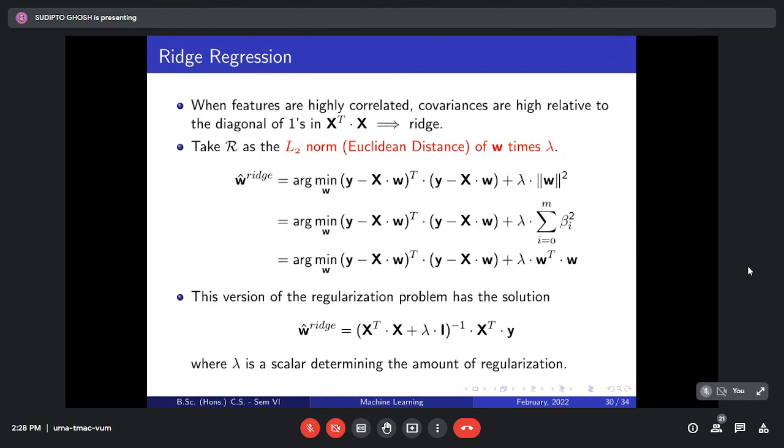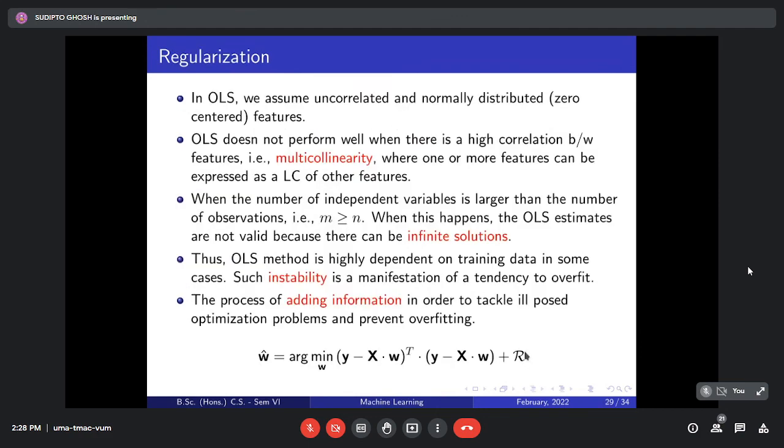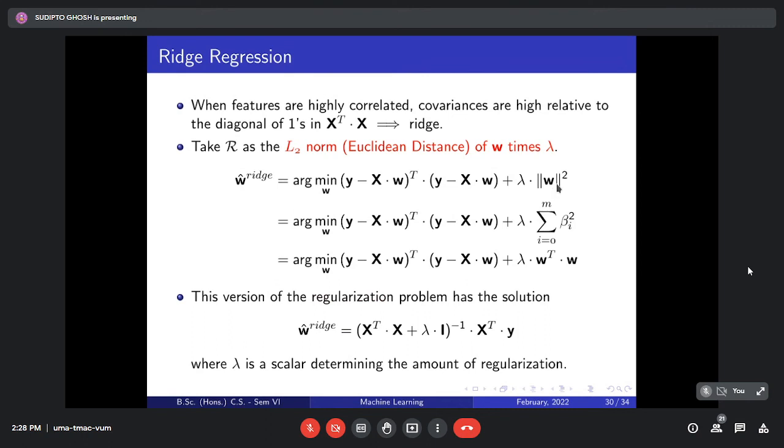In ridge regression, we take the regularization term to be the L2 norm, also known as the Euclidean distance of the parameter vector, times some scalar lambda. So this R term, this regularization term, we can replace with lambda times the L2 norm of W. The L2 norm of W just means we take all the beta i values, square them and sum them up. Using the identity, W transpose W is the sum of all the elements squared. So our updated problem is the original cost function plus this regularization term, lambda times W transpose W, where lambda is a scalar that determines how much regularization you apply.